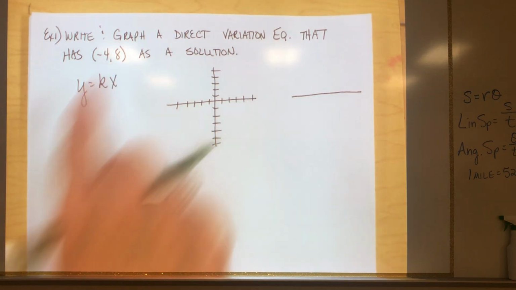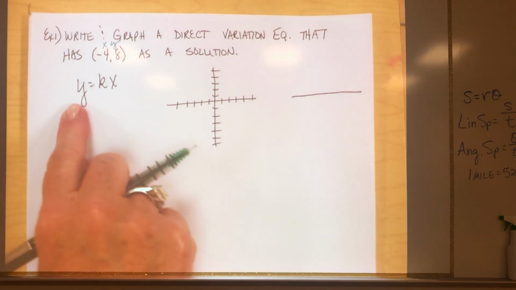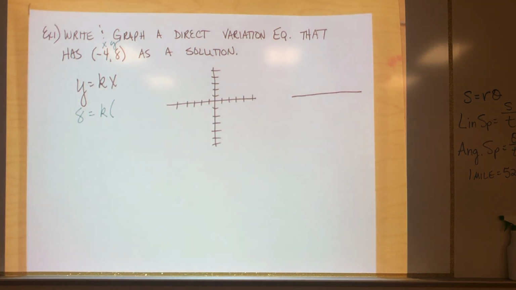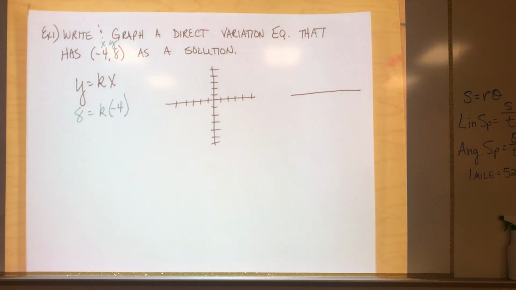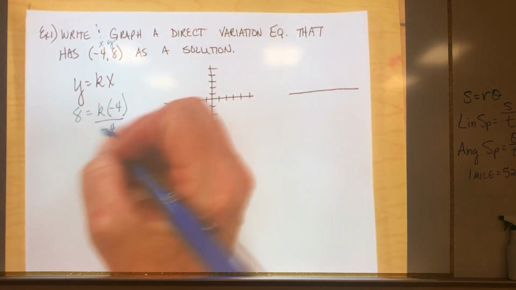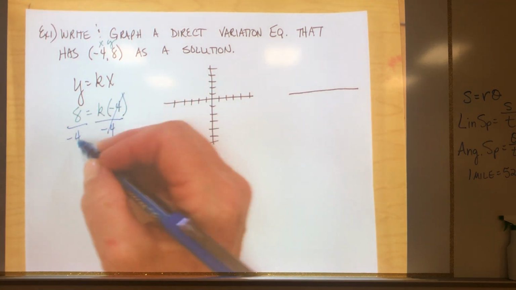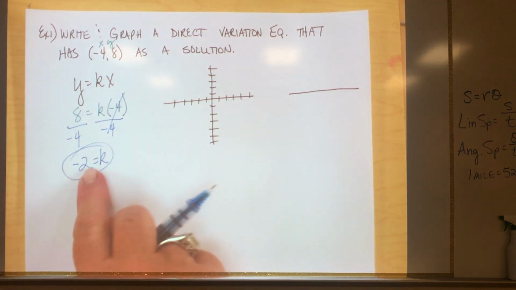-4/8. What is that? An x and a y. Let's plug it in and see what k is. Okay? What is y? 8 is equal to k times what's x? -4. Now what am I gonna do? I'm gonna solve it by doing what? Yes, divide by -4, you were right. These go away, and k is equal to, what's 8 divided by -4? -2. Okay, so k is equal to -2.